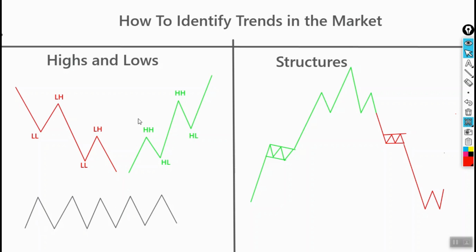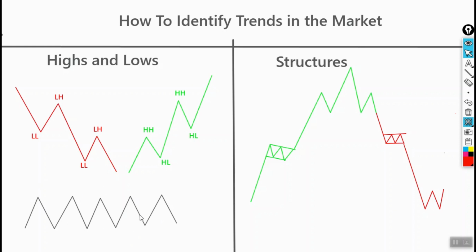So that's the first obvious way, the easiest, most basic way to identify a trend. If the market is making lower highs and lower lows, that's when you know that the market is in a downtrend. And when the market is printing out higher highs and higher lows, that's when you know the market is in an uptrend. And when the market is within the same price range, that's when you know the market is ranging and trading sideways.